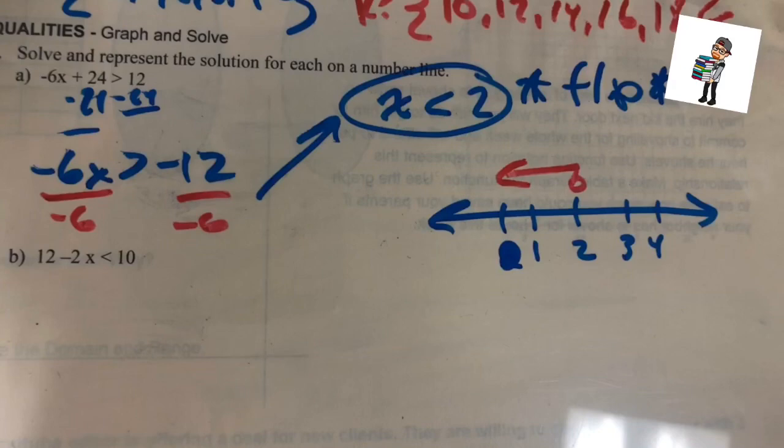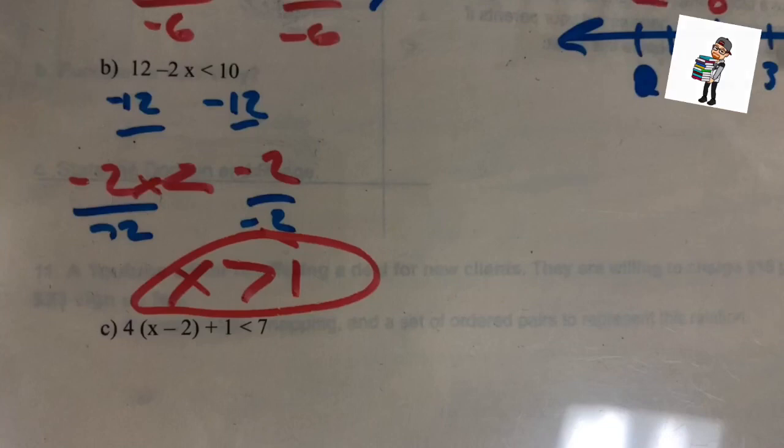That's why you create an open circle. So 1.9999 and every number lower than that is part of your solution set. Those are all the numbers that work. For the next one, you're going to subtract 12 on both sides, divide by -2 on both sides, and flip the sign because you're dividing by a negative. All numbers greater than 1 satisfy this inequality and give you a solution.